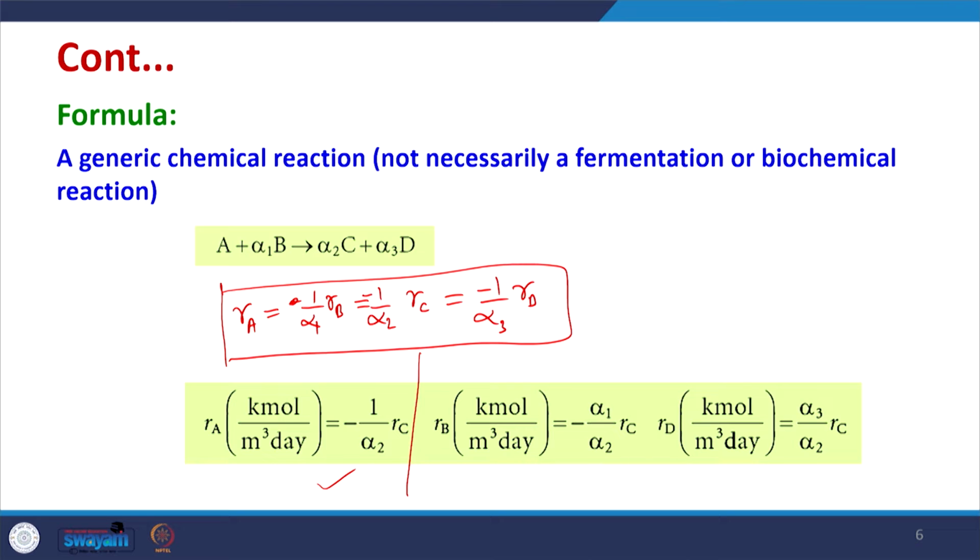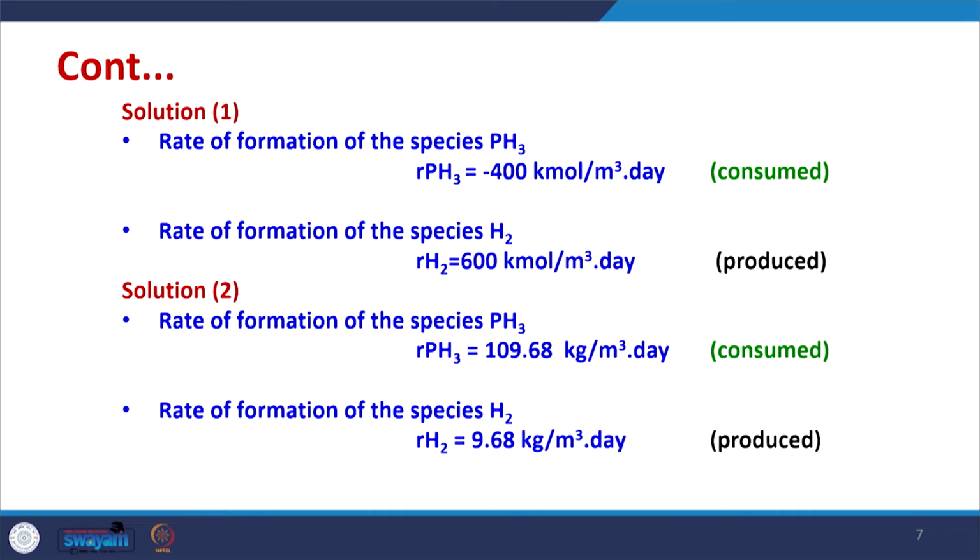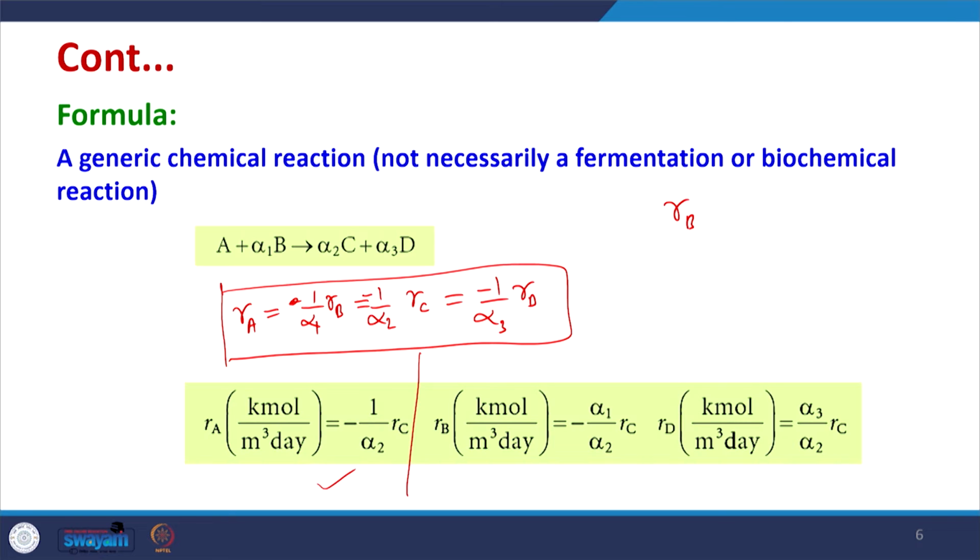So, using this reaction we can find out the rate of production of any other species. For the present case, the value of R C has been given, and we have to find out R B and R D. So, we can use this equation. From here we can easily see the R B value is equal to R C alpha 1 by alpha 2, and thus we can find out this is the equation here, and similarly for R D we can find out using this equation.